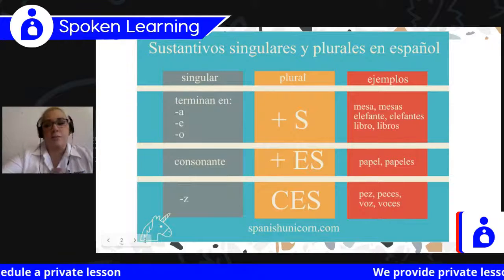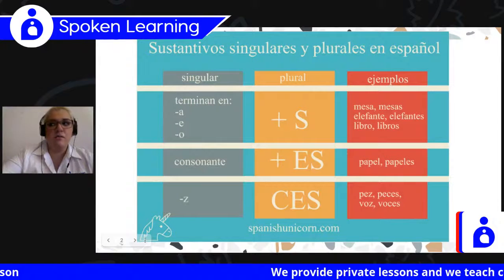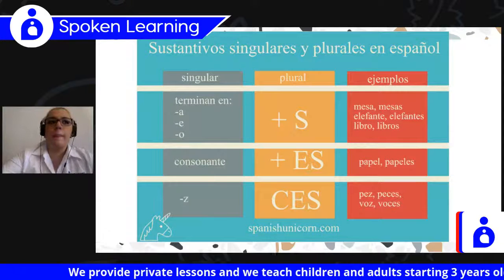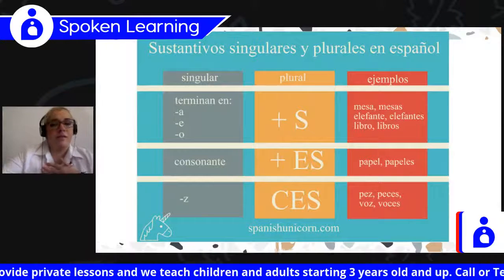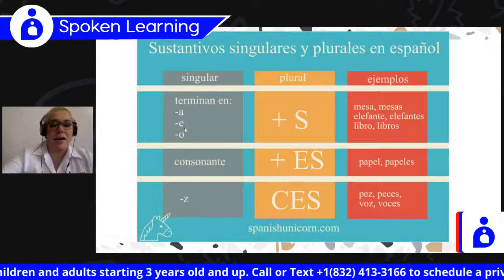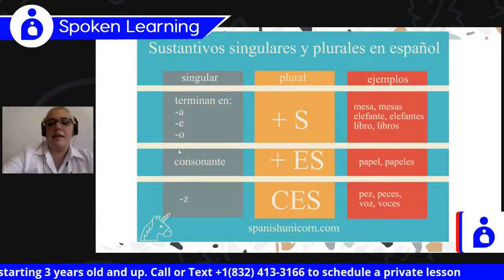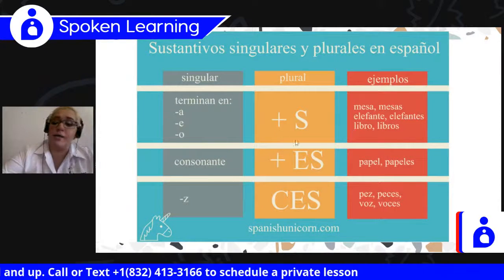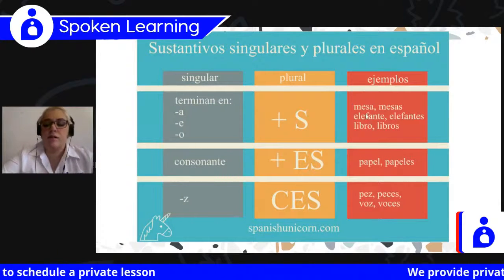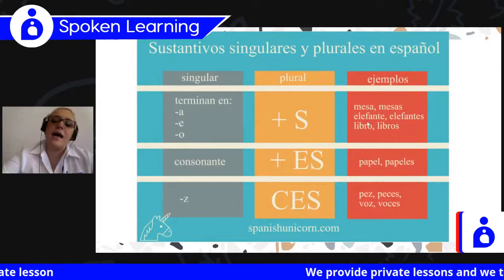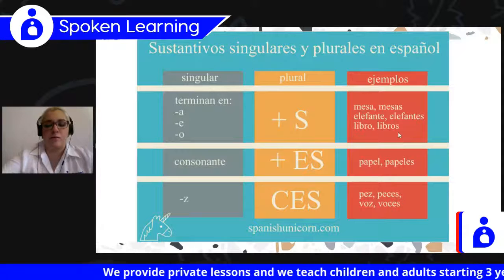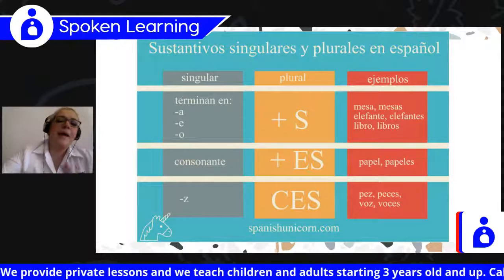For example, vaso, that means glass. Vaso ends with O, so vasos. Or, for example, blusa, that means shirt, blusa, blusas, okay? As you can see, they are all ending in vowels, so we are just going to add an S. That's the only thing that we're going to do. For example, mesa, mesas, elefante, elefantes, libro, libros, okay?